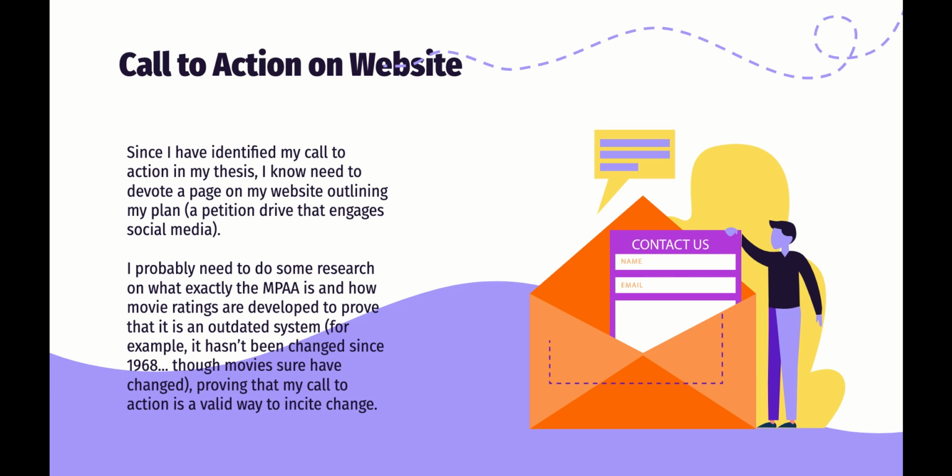And I'm probably going to need to make sure I know exactly what the MPAA is. And I want to look at movie ratings and how they are developed. If I haven't done that yet in my initial research, I might want to do that now because I want to ultimately prove and be able to argue that the rating system is an outdated system and therefore there should be some change. So I have to write that kind of petition proposal and make sure that I show that I am knowledgeable about this subject. So that is basically what we're doing here, okay?